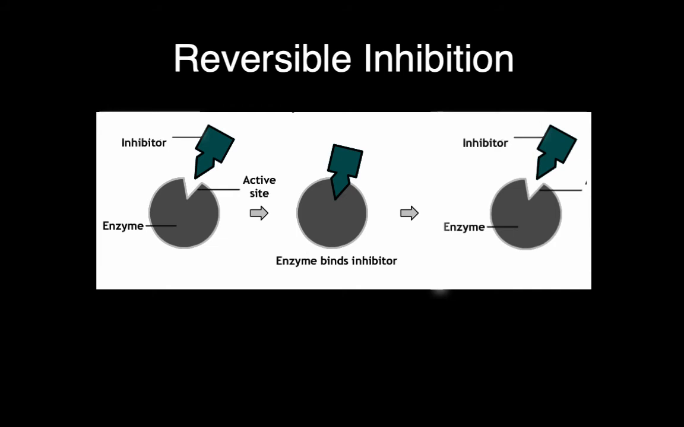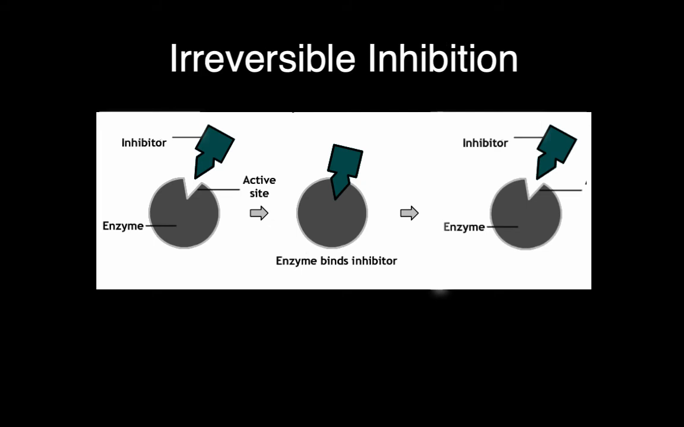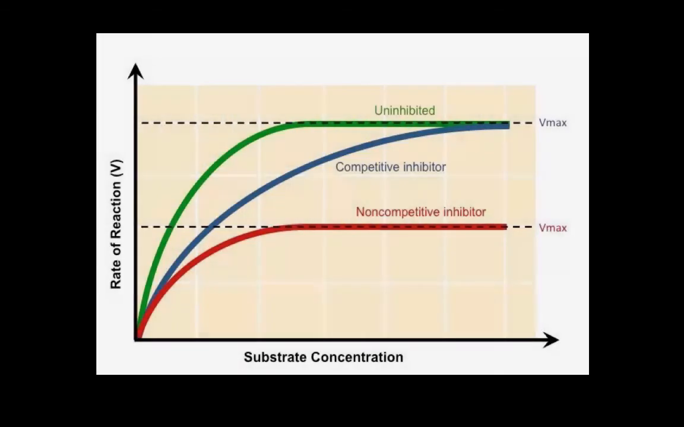Reversible inhibitors will bind to an enzyme and then release them, allowing for the proper substrate to bind on occasion, which is similar to deactivating the enzyme, which can be reactivated later. On the other hand, once irreversible inhibitors have bound to the enzyme, they will not release, which essentially deactivates the enzyme permanently. On this graph, the green line shows the rate of reaction of an uninhibited chemical reaction.